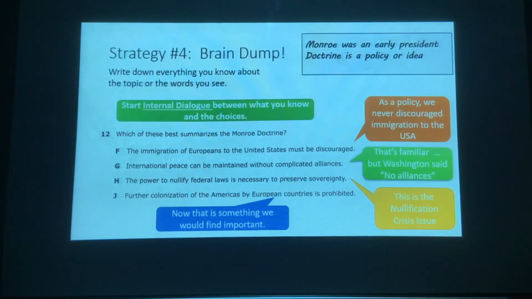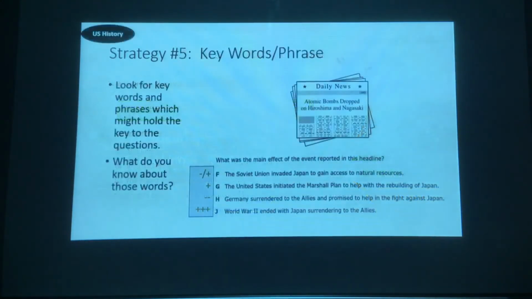And J, further colonization of the Americas by European countries is prohibited. Now, that's something we would find important, and that's actually the correct answer here. So you have a little internal dialogue with yourself to help you eliminate the incorrect answers or the distractors and help you narrow down the correct answer. All right, last strategy here is keywords or phrases. So you want to look for the keywords and phrases which might hold a key to the question. What do you know about these words?